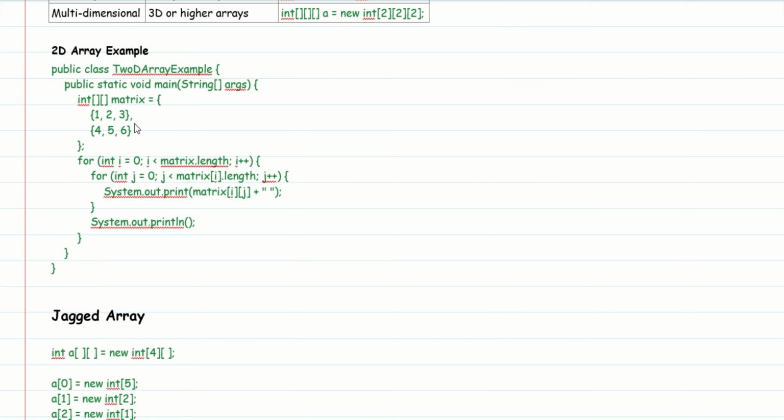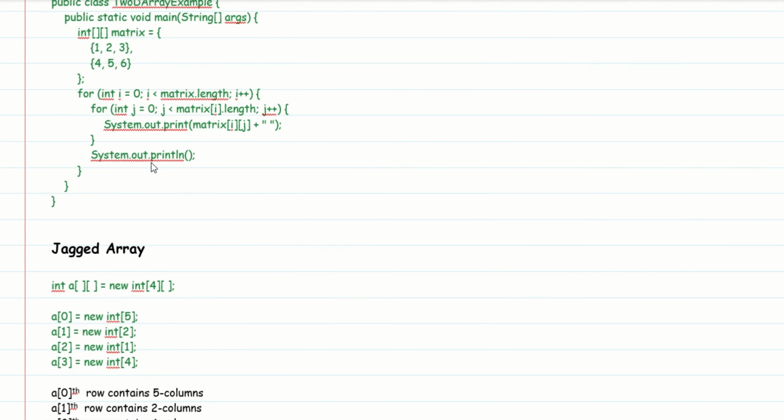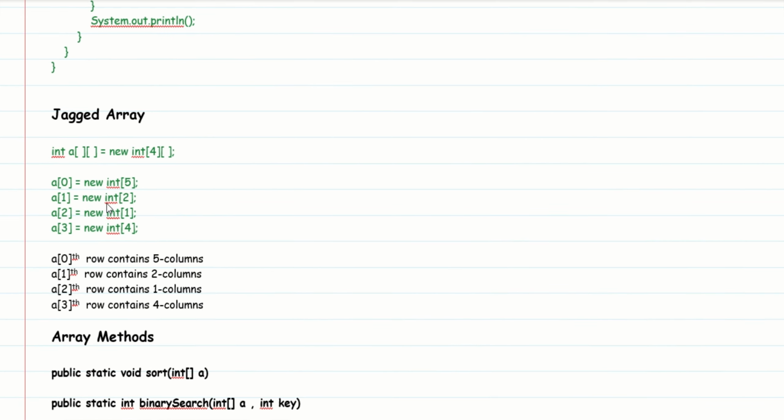Then we have a jagged array, an array in which the number of columns is different in each row. You can see the example here. It's a kind of multi-dimensional array, or 2D array. You can see here I have a 2D array. So at 0, the length is 5, then 2, then 1, then 4. So the 0th row contains 5 columns, then the 1st row contains 2, then 1 column and 4. So it's a kind of jagged array where the number of columns is different for each row.